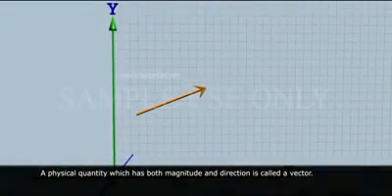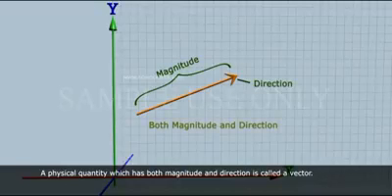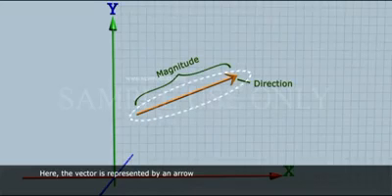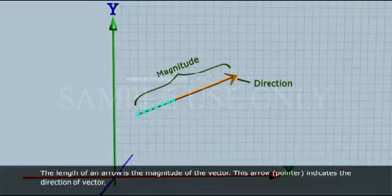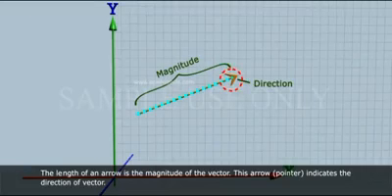Vector quantity. A physical quantity which has both magnitude and direction is called a vector. Here, the vector is represented by an arrow. The length of an arrow is the magnitude of the vector. This arrow pointer indicates the direction of the vector.